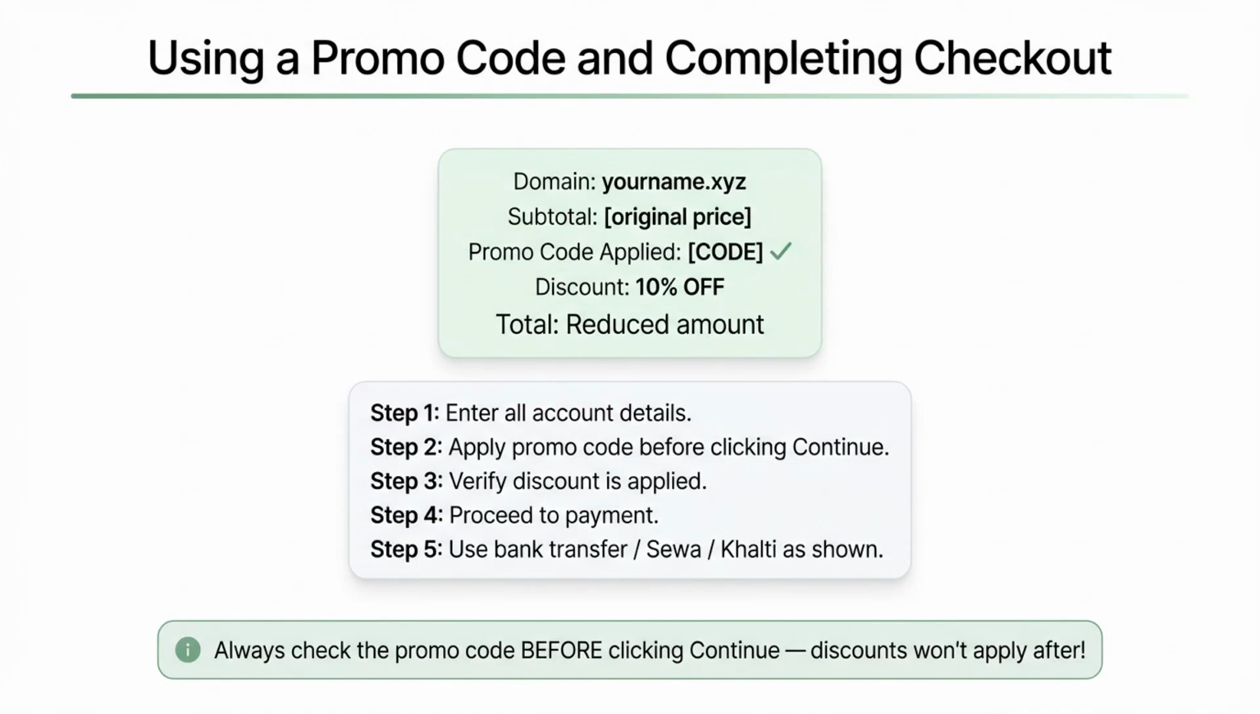Before you click Continue at checkout, always make sure your promo code is entered and applied. The instructor demonstrated that the promo code gives a 10% discount, which brings the total down noticeably. After applying the code, verify the new discounted total, then proceed to payment. The platform supports bank transfer and digital wallets like eSewa and Khalti. You'll find the account number listed on the payment page, and you can send payment confirmation via WhatsApp.